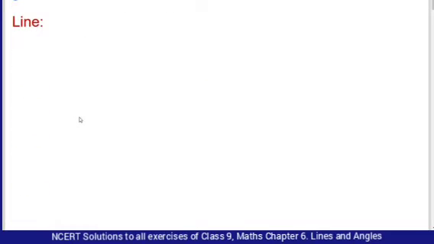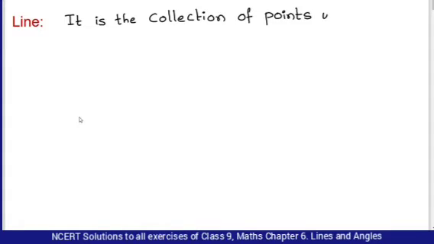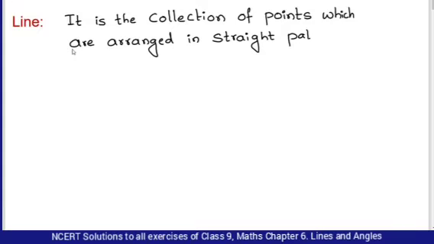Next definition, what is a line? Line is the collection of points which are arranged in straight path endlessly in both the direction.